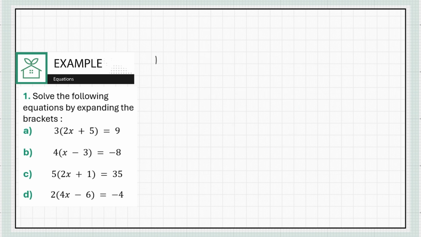Alright, let's look at b. So for b, we have 4(x - 3) is equal to negative 8. Now, in order to solve, we need to expand this first. So 4 times x, well that's just 4x. And then 4 times negative 3 is minus 12, is equal to negative 8.